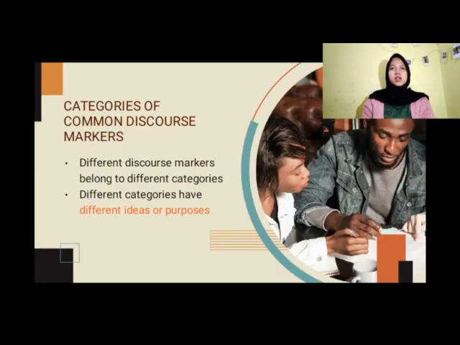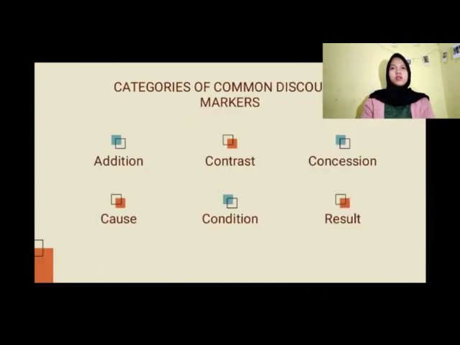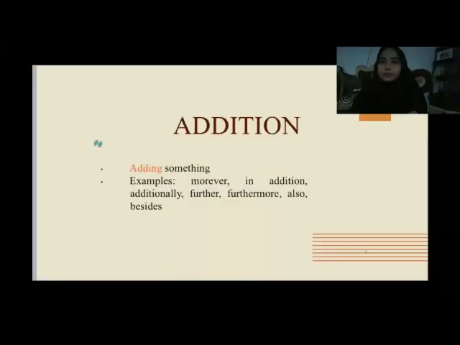The different categories of discourse markers. Different discourse markers belong to different categories. These different categories have different ideas or purposes. We will be going over six different categories of common discourse markers, namely addition, contrast, concession, cause, condition, and result.